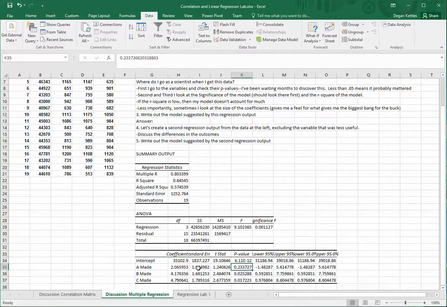The next thing is the p-value for A. At 0.23, we don't feel very confident that A mattered.